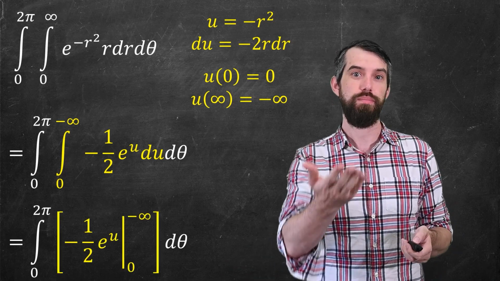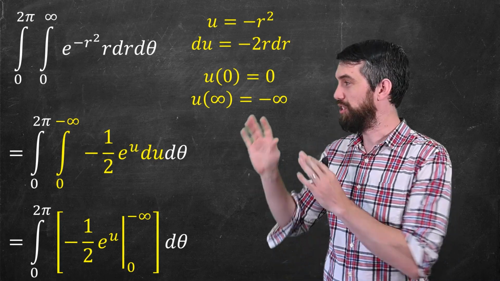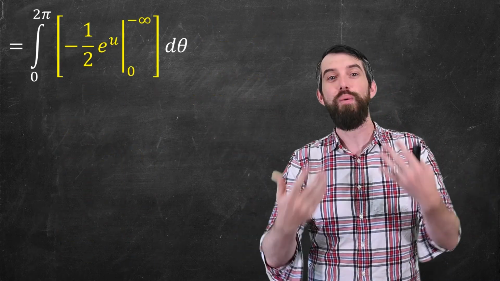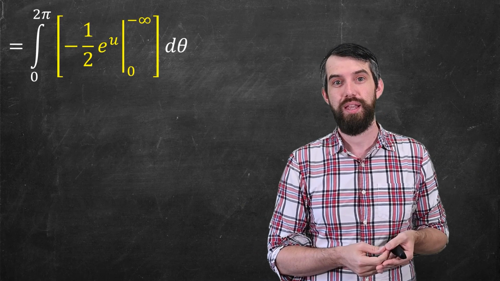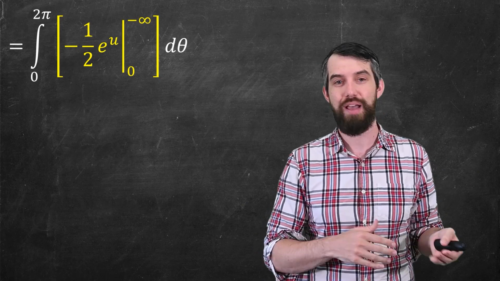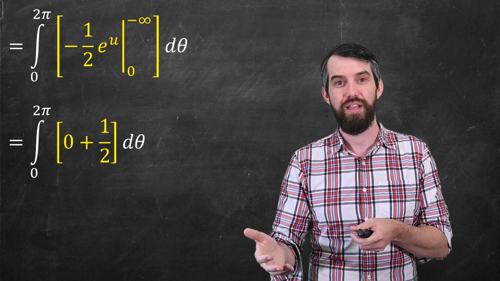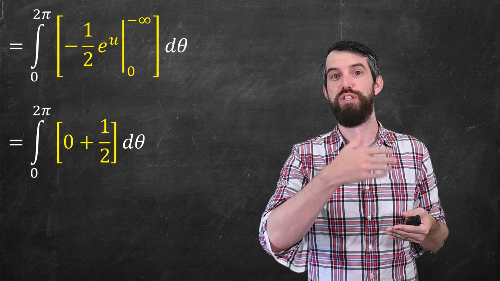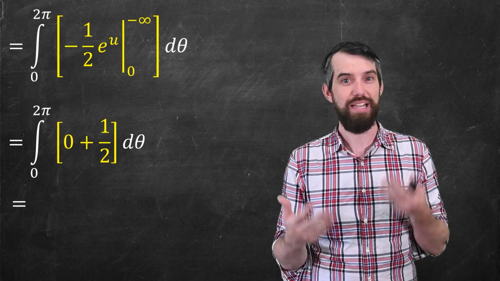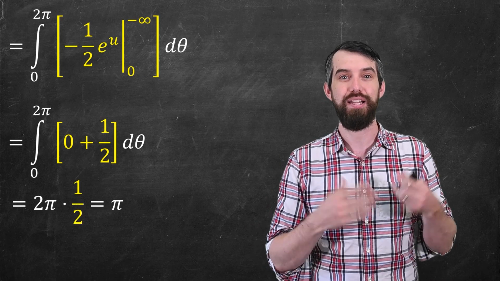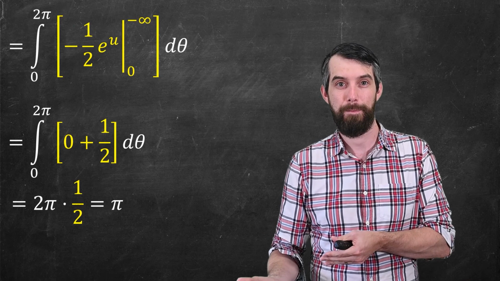This is just an exponential, so I can integrate that. And then focusing just on that integral, I have to evaluate it at 0 and minus infinity. E to the minus infinity is 0. E to the 0 is 1, so I have to subtract off the negative 1/2. And so my integral is from 0 to 2 pi of 0 plus a half, or in other words, just a half. And then that's just a constant, so I multiply by the 2 pi, I get 2 pi times a half, in other words, I get pi.